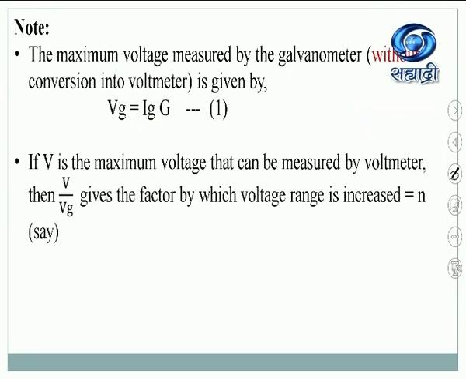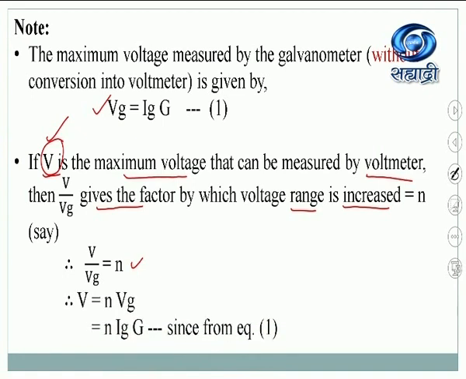Okay. Now, if V is the maximum voltage that can be measured by the voltmeter, suppose we want to convert this galvanometer into a voltmeter to measure the maximum voltage. Then V upon Vg, where V is the maximum voltage and Vg is this voltage, gives the factor by which the voltage range can be increased. Say this is N. So we write V upon Vg equal to N, or V equal to N times Vg, that is N times Ig into G.